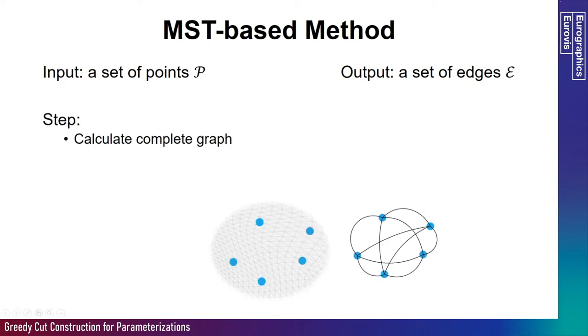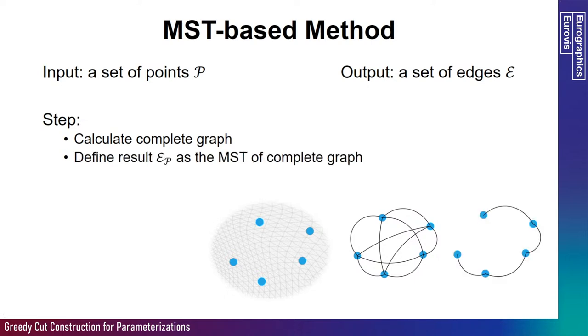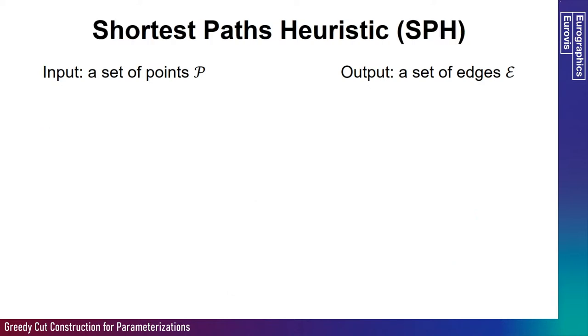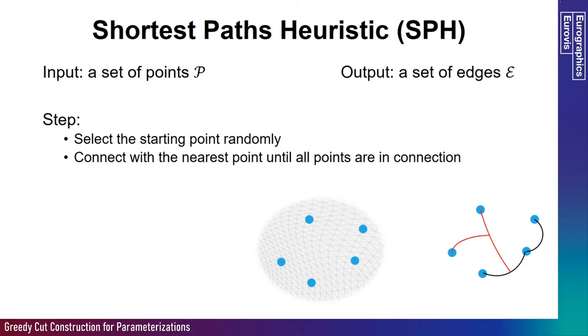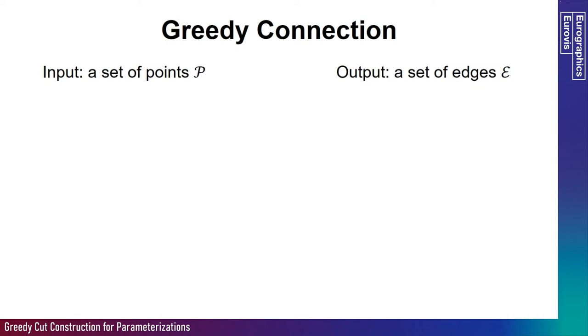First, all pairs of input terminal points are connected to form a complete graph. Then a minimum spanning tree is treated as the solution. The other common method is based on shortest path. The tree is constructed starting from a random point and connecting the other points from near to far. We call this method the shortest path heuristic. These two methods are efficient, but the length of the tree is usually far from the exact solution. So, we propose a greedy connection algorithm to achieve a better approximation of the Steiner tree by iteratively selecting some auxiliary points.